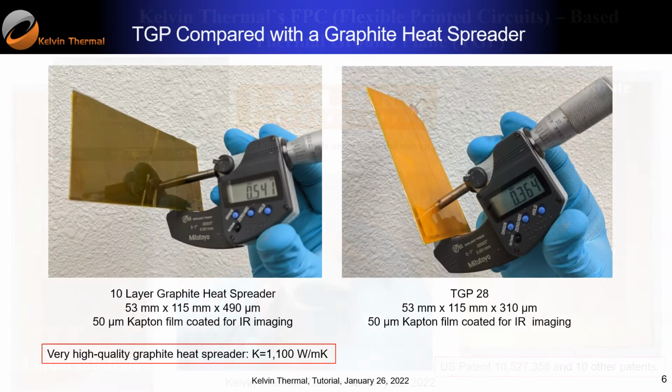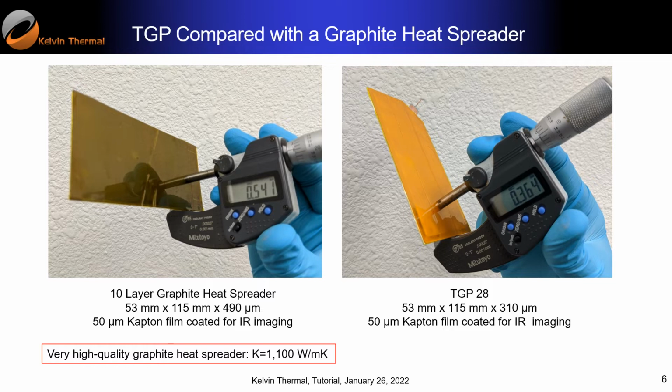First, I want to show you how good a vapor chamber is. Here's a good comparison. This is a 10-layer graphite heat spreader from one of the leading graphite suppliers. It's very thick, 490 micron, ending up at 550 because we added another Kapton film for infrared imaging. On the right-hand side is our vapor chamber. It's 310 micron, again with another 50 micron Kapton film for infrared imaging.